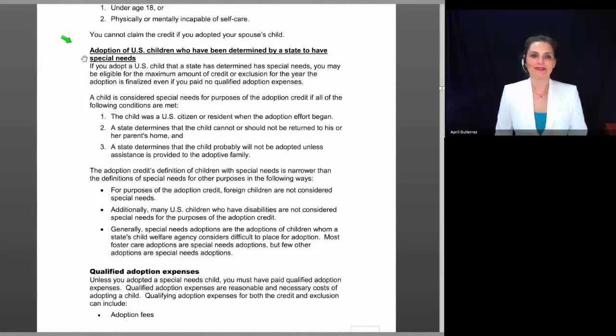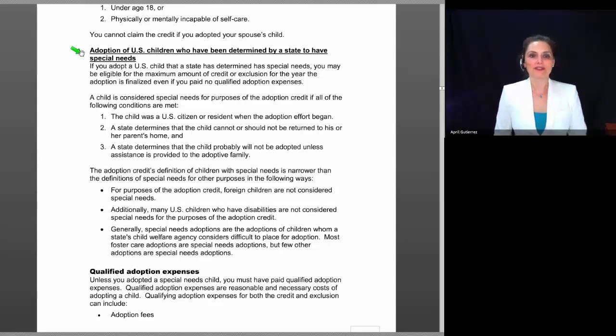I can remember many years ago I had a client come to me, and they were the first client I'd ever had who had adoption expenses, and they wanted to claim an adoption credit. And in interviewing them, I established that they had adopted their spouse's child, and something in my head just rang alarm bells that that would probably be a reason why it was disallowed, and that was exactly the case. You cannot claim a credit if you adopted your spouse's child.